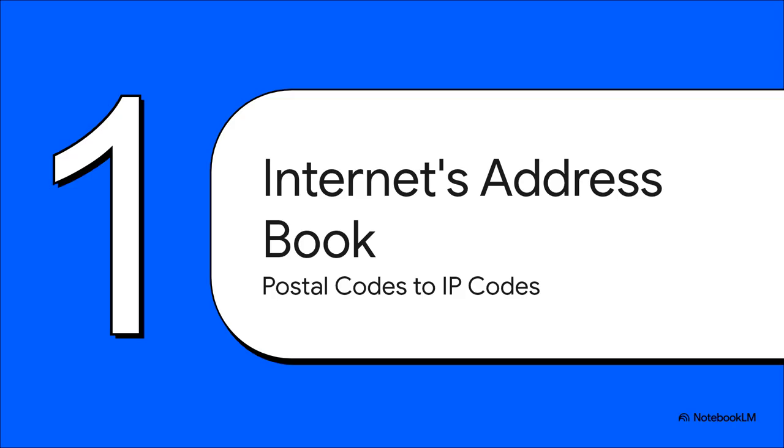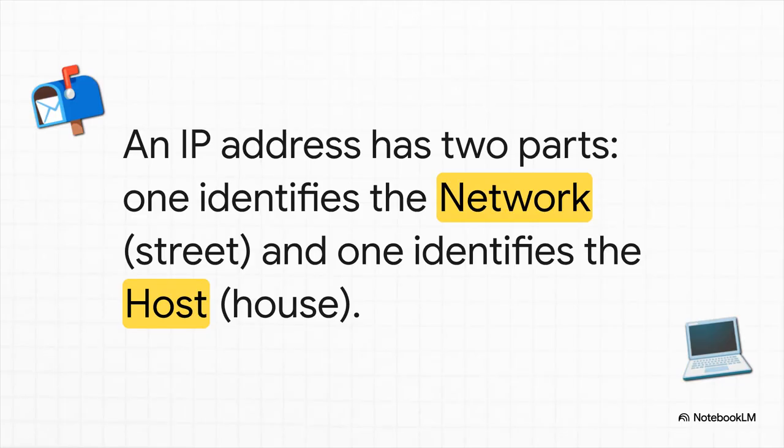All right, so let's start with something we all get. We're going to take that familiar idea of a postal address and see how it maps almost perfectly to the language of the internet. Here's the big secret. Every IP address, a number like 192.168.1.1, it's not one address. It's actually two addresses smashed together. One part identifies the street on the internet. We call that the network. And the other part points to the specific house on that street, which is your computer or your phone. We call that the host. Street and house. Network and host.